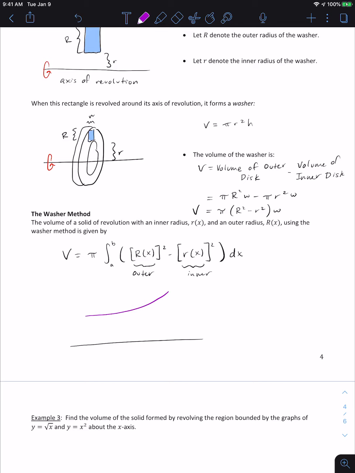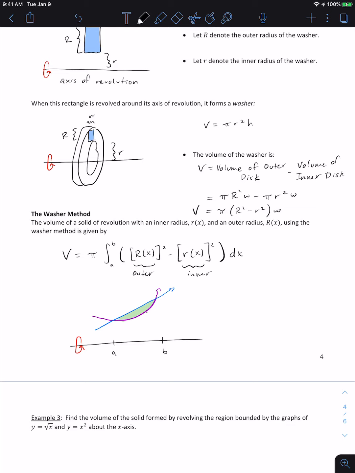And whoops, let's try this. If I had one function, say, and another function was this function right here, and I wanted to take this area that's bounded by the two of them and wrap it around this axis of revolution, right? And let's just say that the start point is where they intersect, and the end point is there, and I want to revolve that.